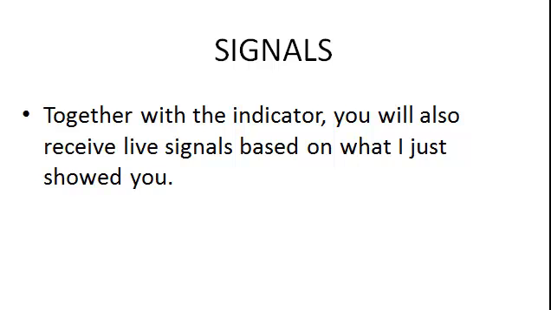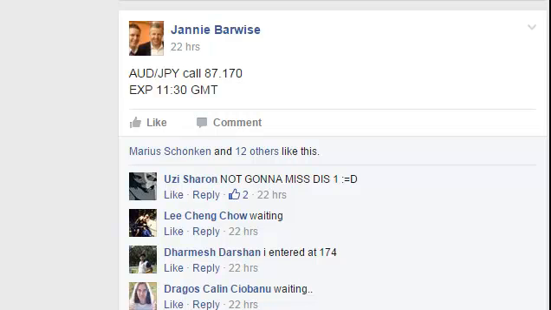I'm going to show you a few examples of what the signals look like. Okay, so this is the first example that I want to show you. You can see there's my name, Yanni Bouwhuis, and that's the signal. It's the Australian dollar Japanese yen, and a call for, that's the level, that's the strike rate, 87.17, and then the expiry.